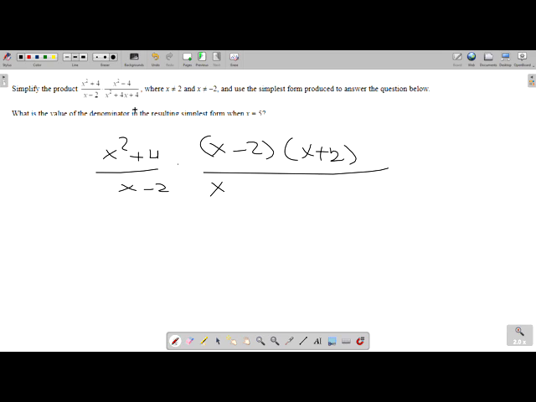Okay. So for this one, product sum rule, two numbers that multiply to get 4 and add to get 4. It's so obvious. X plus 2 and x plus 2. Now we just cancel. Here is something.